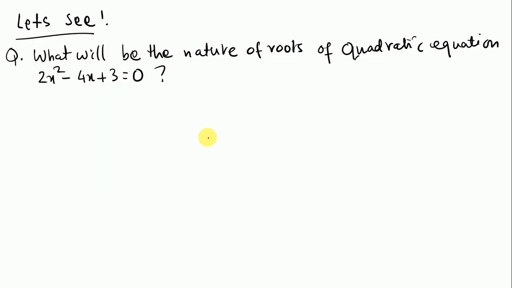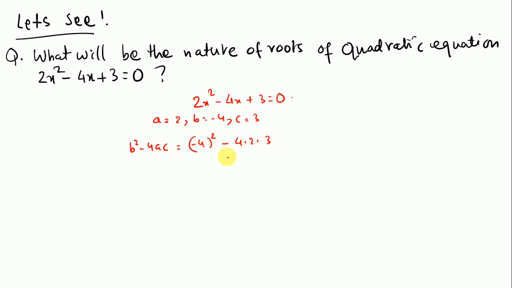Now let us check. Suppose this is a quadratic equation: 2x square minus 4x plus 3 equals 0. We know the value of a is 2, b is -4 and c is 3. You simply find b square minus 4ac, which equals (-4) square minus 4 into 2 into 3, which is ultimately 16 minus 24, which equals -8.